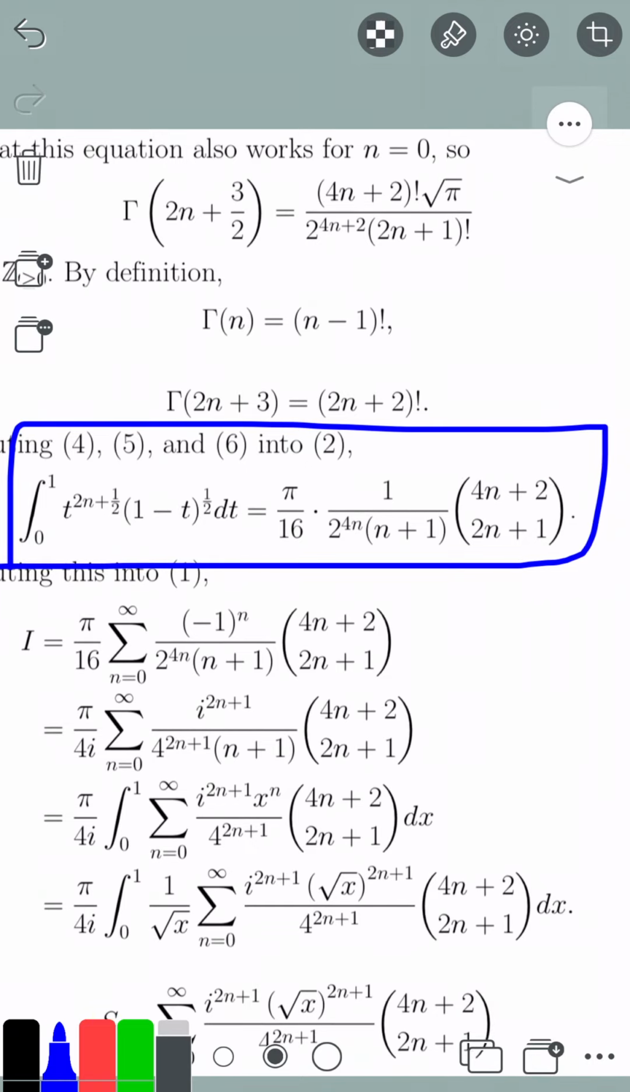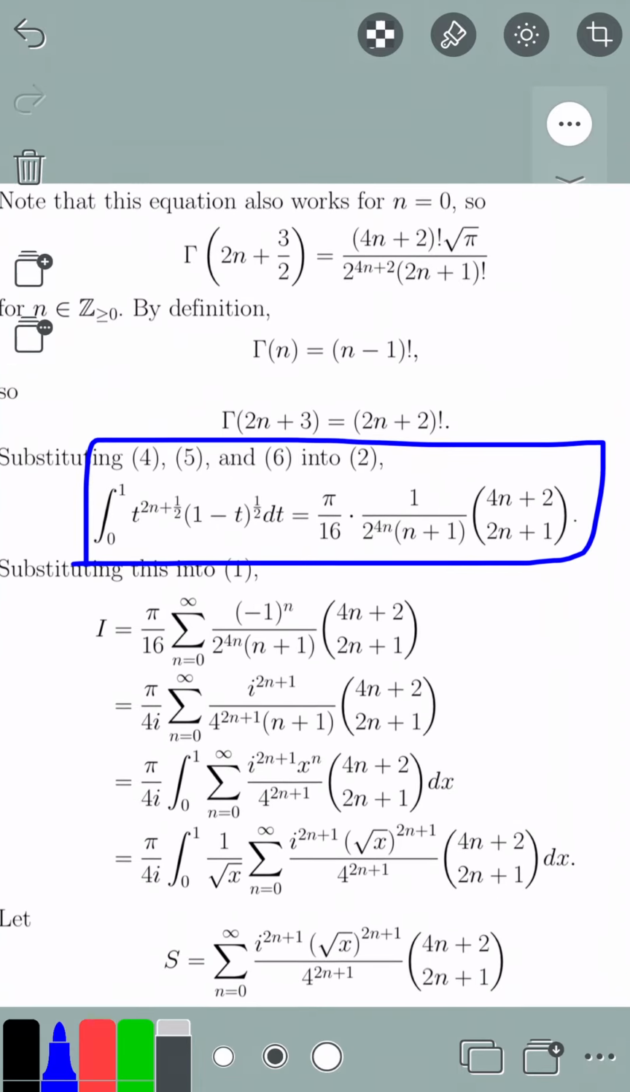so the integral from 0 to 1 of t to the power of 2n plus 1 half times 1 minus t to the power of 1 half dt is equal to pi over 16 times 1 over 2 to the power of 4n times n plus 1 times 4n plus 2 choose 2n plus 1. And that is the result we get for the integral so far. Well, that is the final result we will get for this integral. And now we're going to plug this into the sum for the integral I that we're solving.